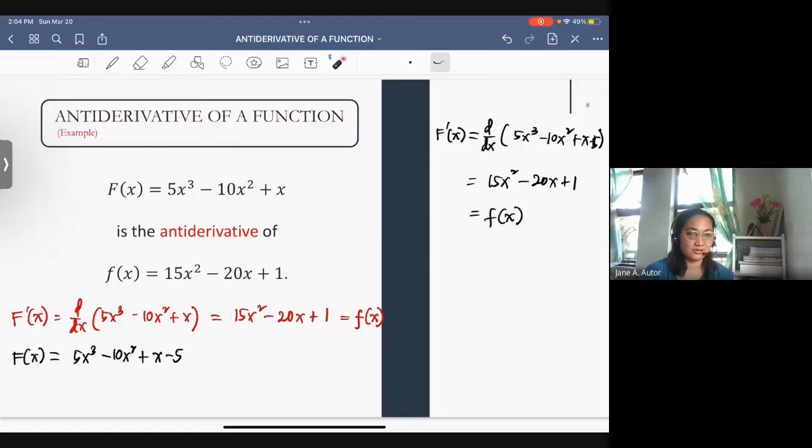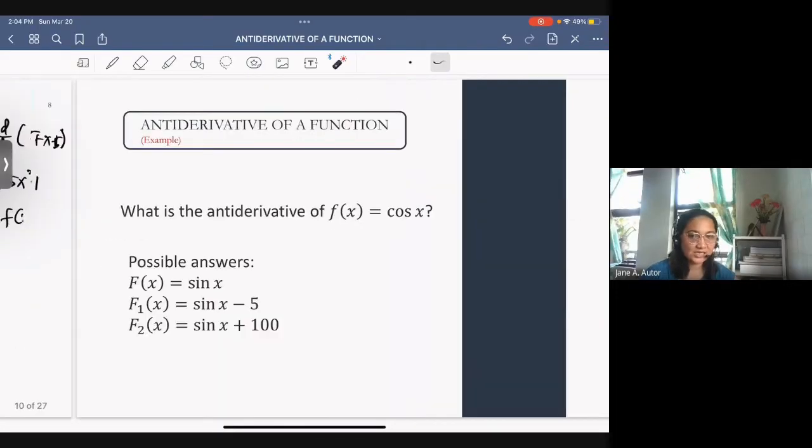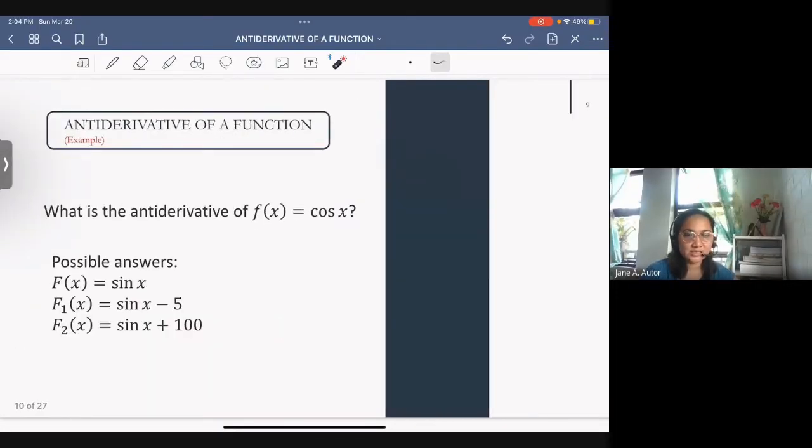to 0. Let us consider another example for the illustration of the antiderivative of a function, especially when it comes to the uniqueness of the antiderivative of a function. As mentioned earlier, we can have more than two or three antiderivatives. So let's say, for example, we are asked to solve for the antiderivative of cosine x.